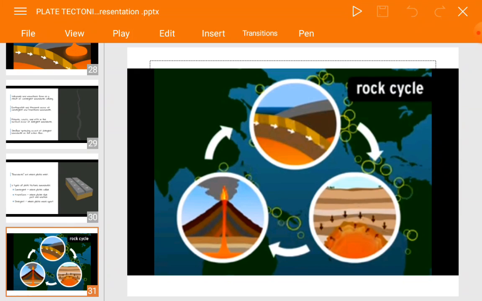This is the rock cycle. As we can see, in the convergent boundary, metamorphism happens, and here on the right, igneous activities occur, and here also volcanism, igneous rock occurs. The right portion is sedimentology.